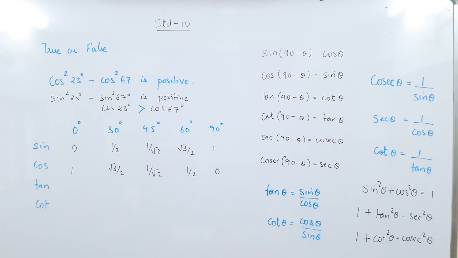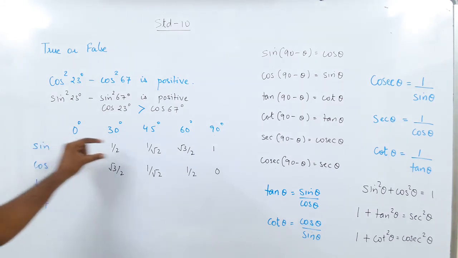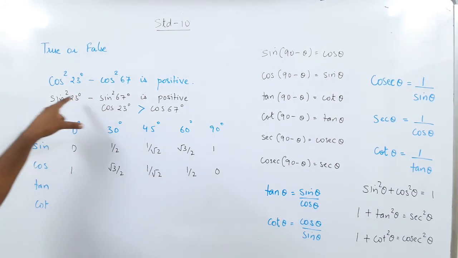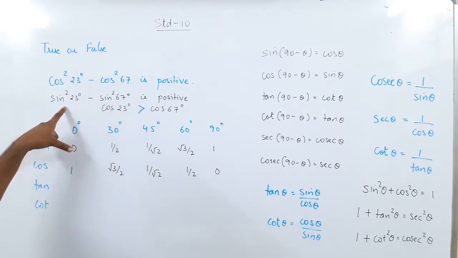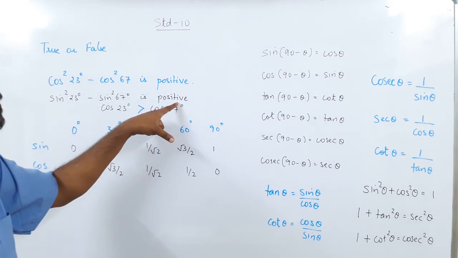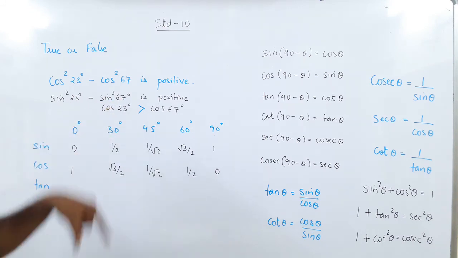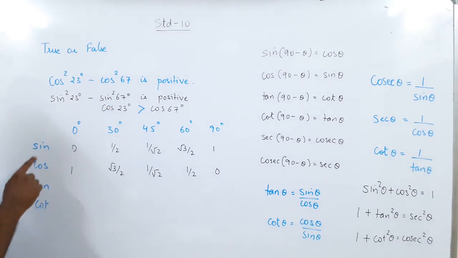So this is a logical question based on the table. In questions like this, you will not have the values of the degrees. Sine 23 degree we don't know the value, but we logically know that in sine, as the angle increases, the value increases. Means bigger the angle, bigger the value. So sine 67 is bigger than sine 23. So this will be false because the answer will be negative. So I hope you are understanding this.